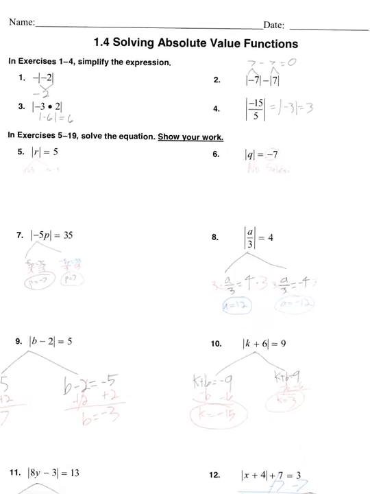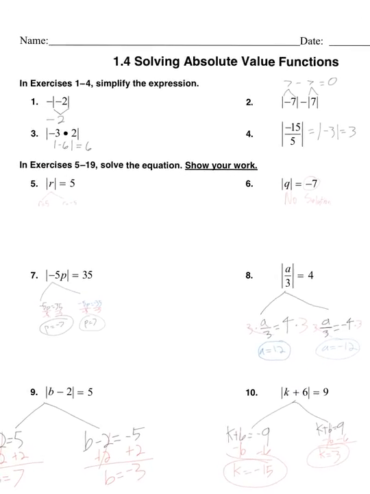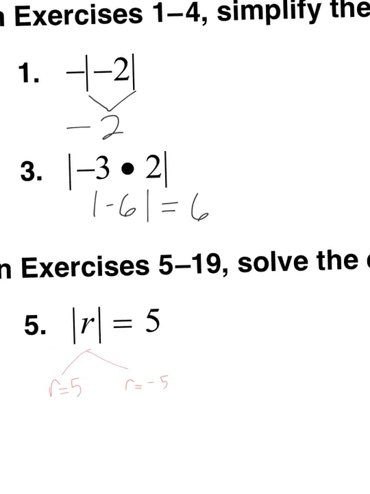So the first four are pretty simple. It's just take the absolute value of the number. It's an expression, okay? So what I did to show work was I took the absolute value of whatever was inside the absolute value. So the first one's -2 because there was a negative on the outside. The negative on the inside just turned it to 2, but the negative on the outside kept it at -2.